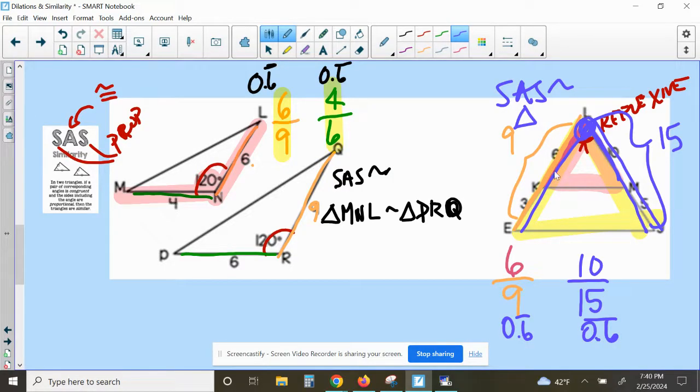So maybe you did L, K, M. L, K, M is going to be similar to the big triangle, same order, L, E, J.